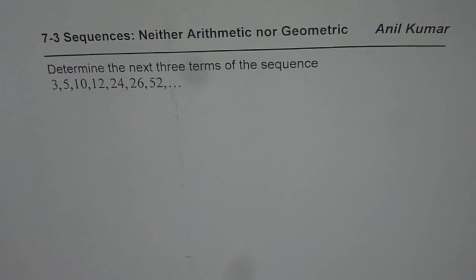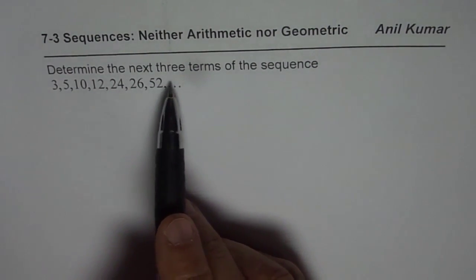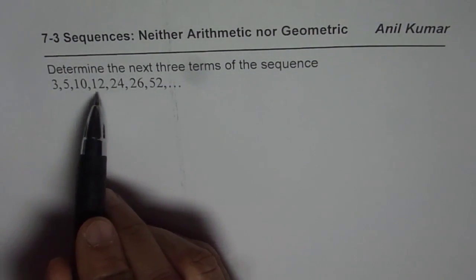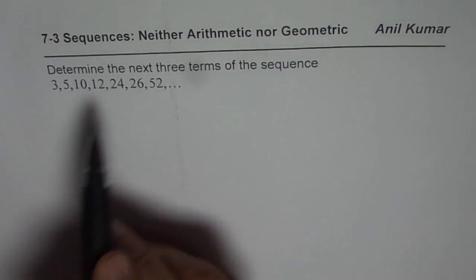I'm Anil Kumar and we'll explore a simple sequence in this particular case. However, this sequence is neither arithmetic nor geometric. The question is, determine the next three terms of the sequence. It is 3, 5, 10, 12, 24, 26, 52.